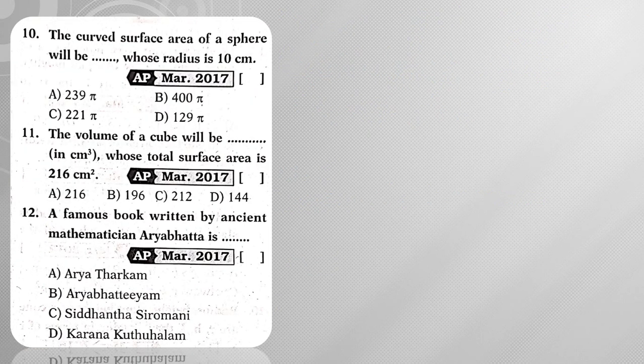Next, moving on to question number 10. The curved surface area of a sphere will be dash whose radius is 10 centimeters. That means the radius is given as 10 centimeters. Now it is asking you to find the curved surface area of the sphere. The curved surface area of a sphere is given by 4 pi r square. One more thing, you can observe all the options are in pi, so no need of substituting pi as 22 by 7. So 4 pi into 10 square. 10 square is 100, and 100 into 4 is 400 pi centimeter square. Hence the answer is 400 pi centimeter square.